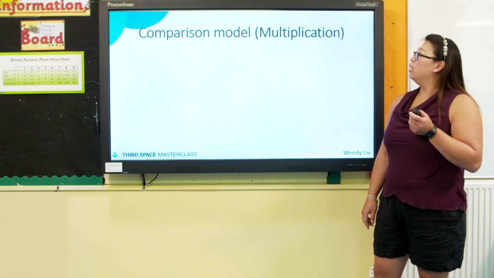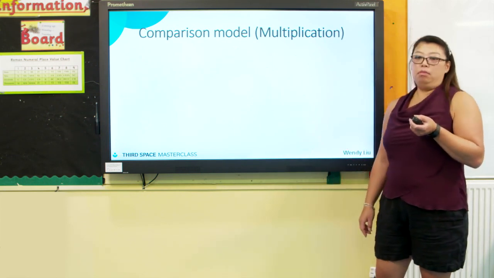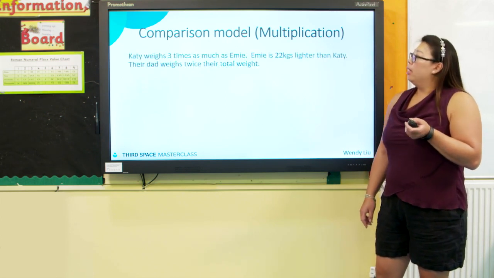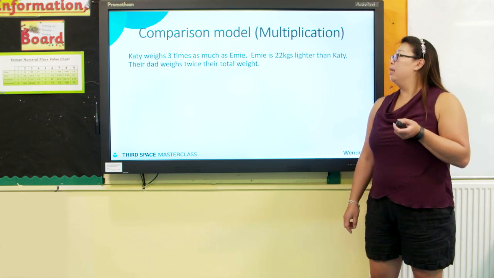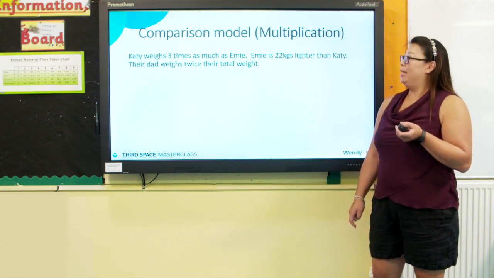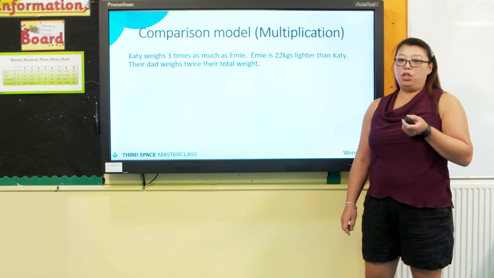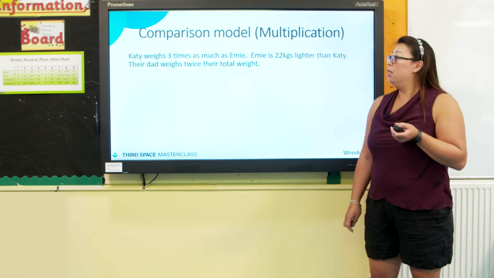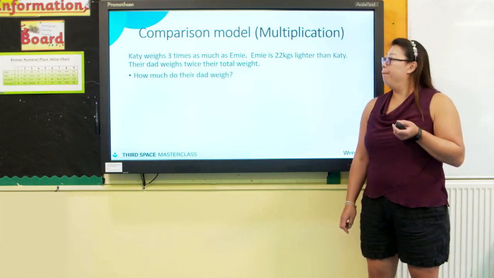Okay, so let's have a look at a comparison model to do with multiplication. Okay, Katie weighs 3 times as much as Emmy. Emmy is 22 kilograms lighter than Katie. Their dad weighs twice their total weight. So there's your information. And the question is, how much does their dad weigh?